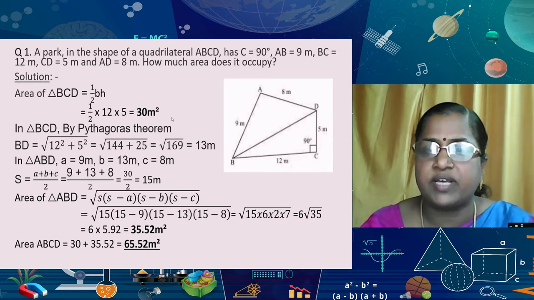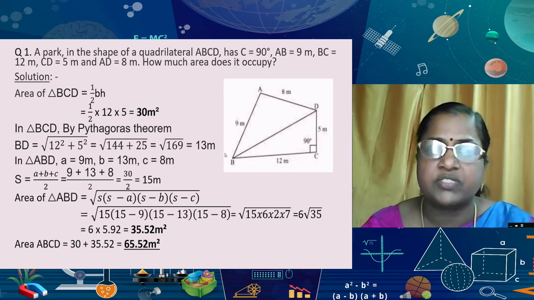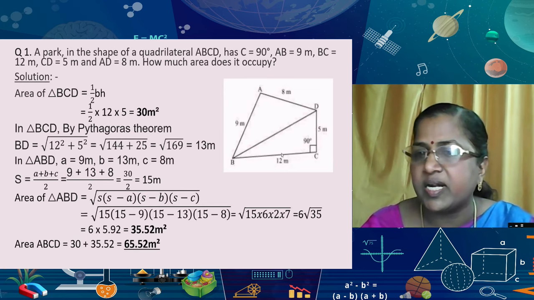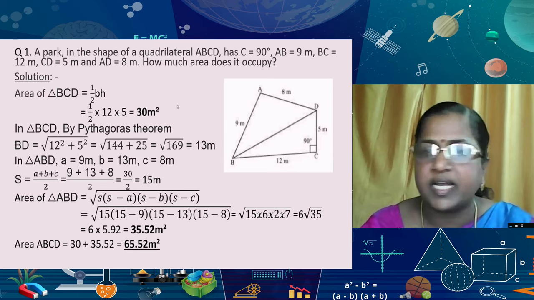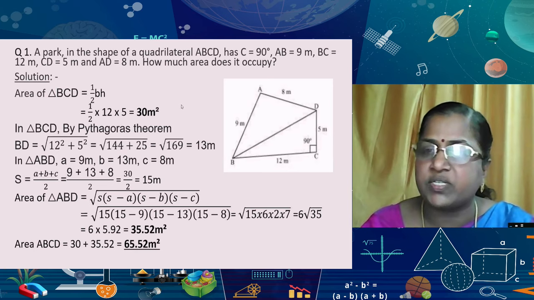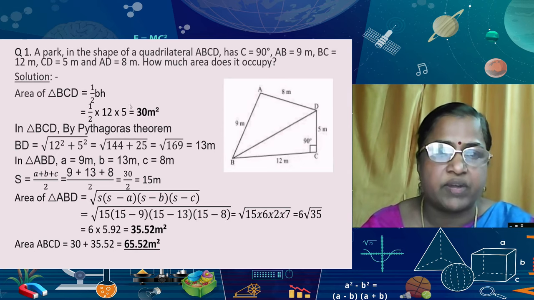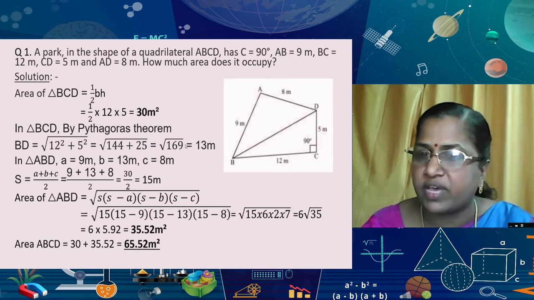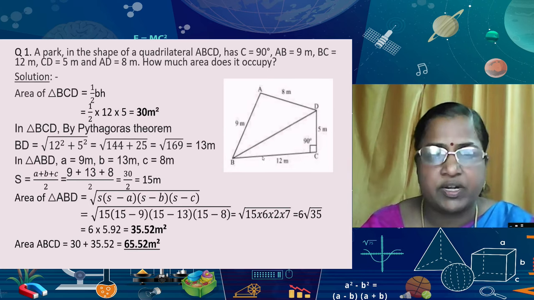Here in this figure, first we can find the area of triangle BCD. Why? Because here we are given a right angle triangle. We have already learned that in a right angle triangle, the area is half into base into height, if base and height are given. So here, half into 12 into 5 is 30 meter square.